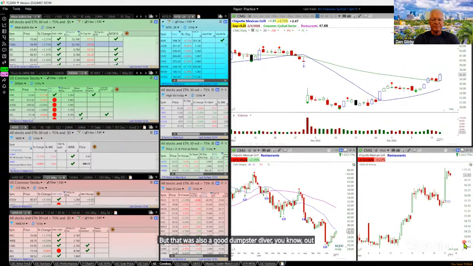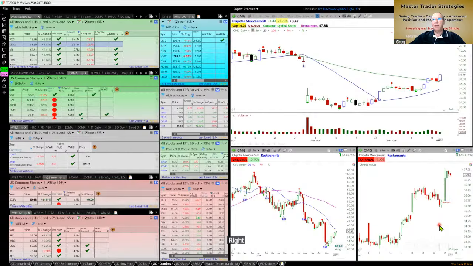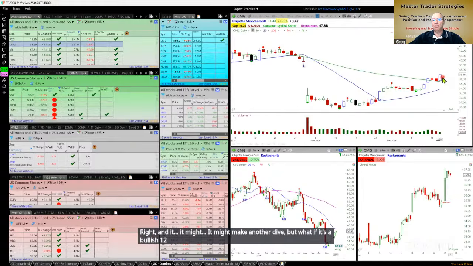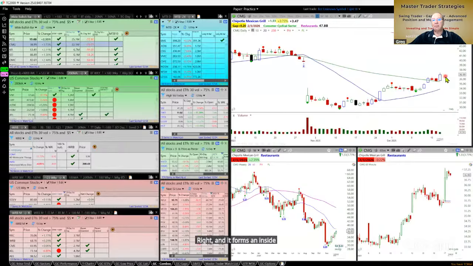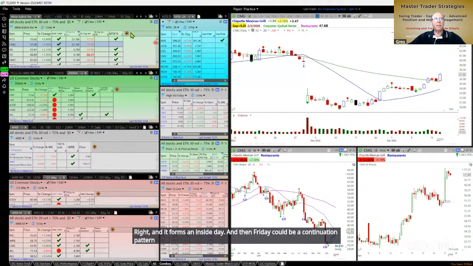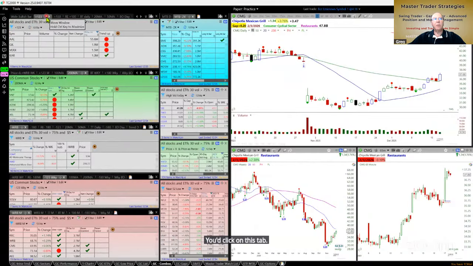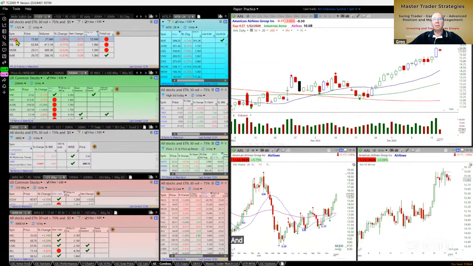But that was also a good dumpster diver, out of the consolidation. And it might make another dive, but what if it's a bullish 1-2-3 tomorrow? And it forms an inside day. And then Friday could be a continuation pattern where you would click on this tab and say, show me the 1-2-3s. And so there you go.